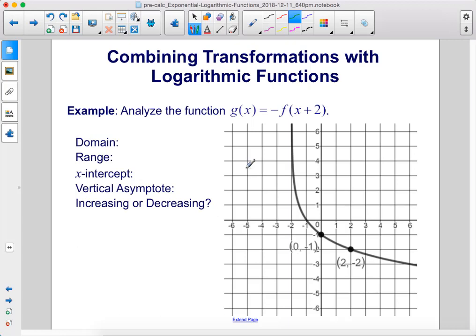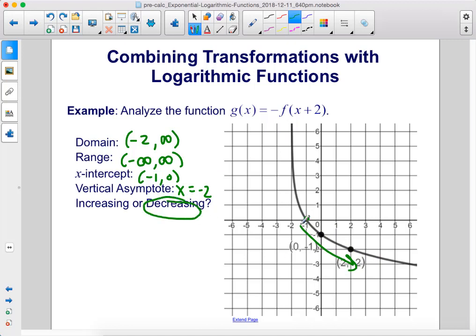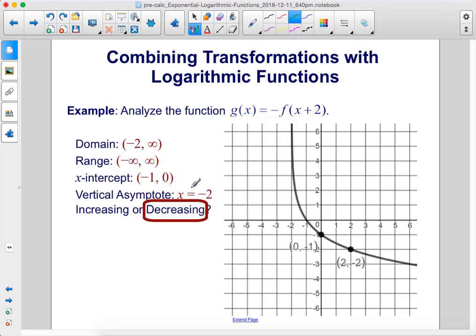Analyze the function. Here the domain is from negative 2 to positive infinity, not including negative 2 since that is the vertical asymptote. The range is all real numbers, so from negative infinity to positive infinity. The x-intercept is right here at negative 1, 0, and from left to right it is downhill, so it is decreasing. And there you go.